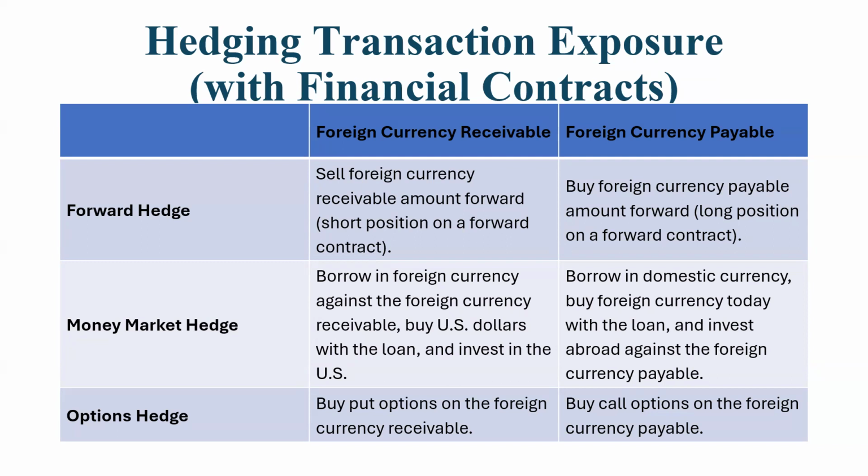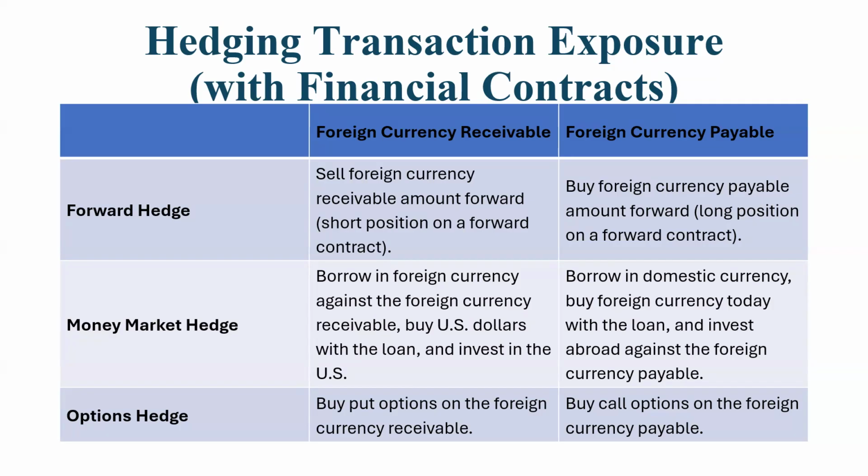Now, if a firm has a foreign currency receivable, it can hedge the exposure with a short position on a forward contract. A short position means entering into a contract to sell the foreign currency to be received in the future at a specified rate. Therefore, effectively, the firm has locked in the rate it will convert the foreign currency receivable. Let's consider a specific example of such a hedge. That's a forward hedge of a foreign currency receivable.